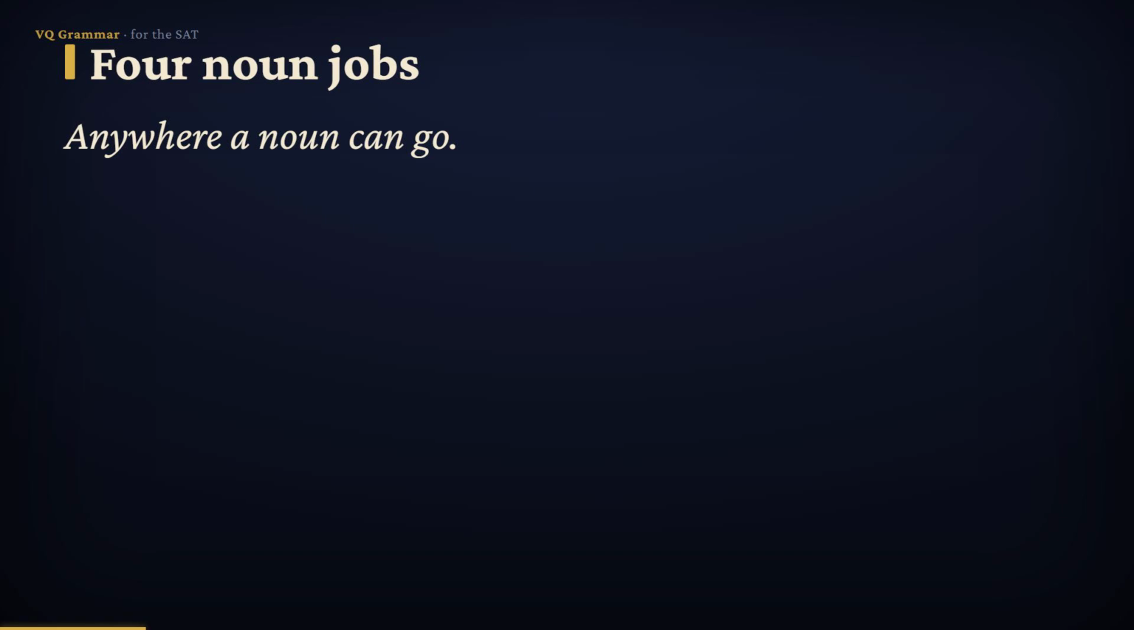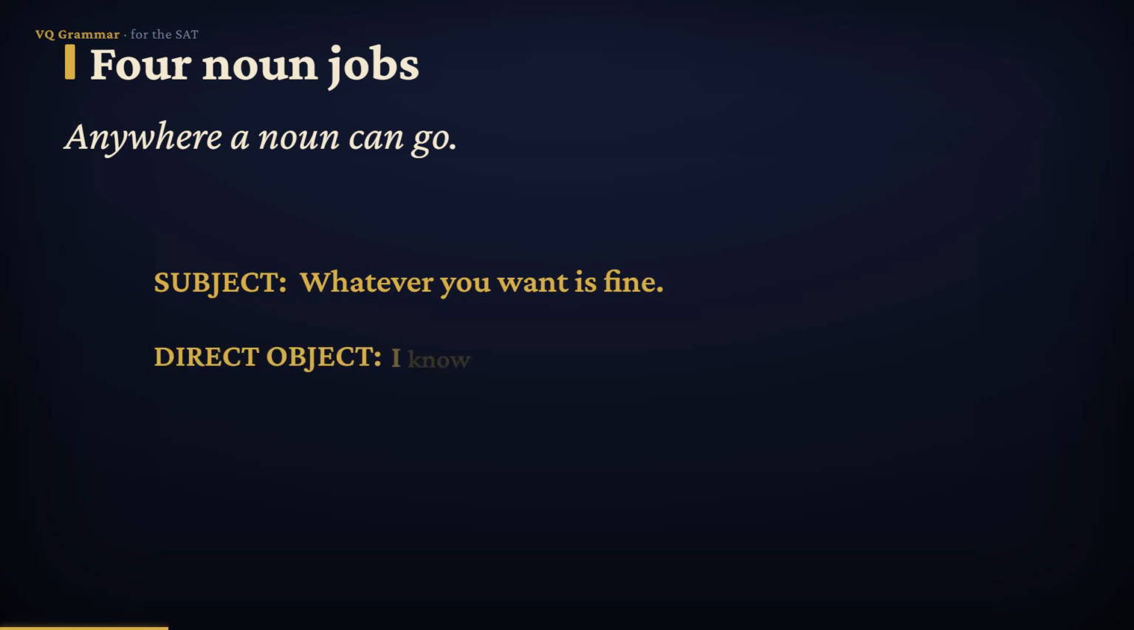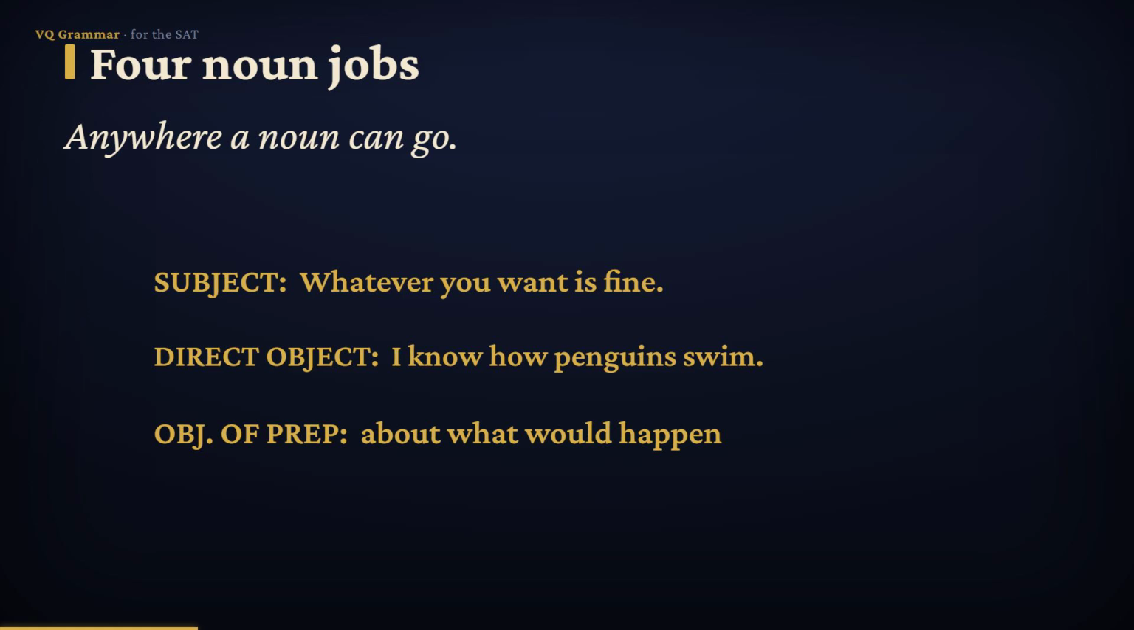A noun clause can fill 4 roles. As a subject, whatever you want is fine with me. As a direct object, I know how penguins swim. The clause receives the action of know. As the object of a preposition, we worried about what would happen next. The clause follows about. And as a predicate noun, renaming the subject, the mystery is who left the note. So anywhere a noun can go, a noun clause can go too.